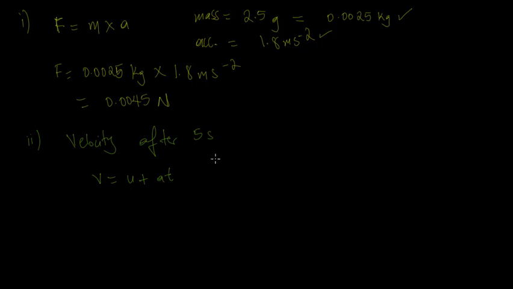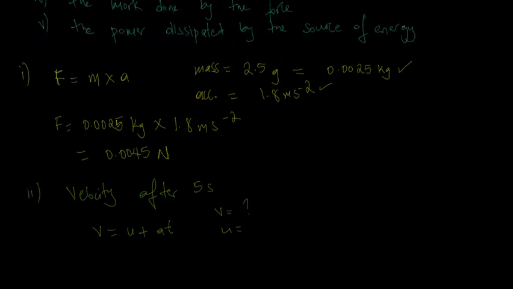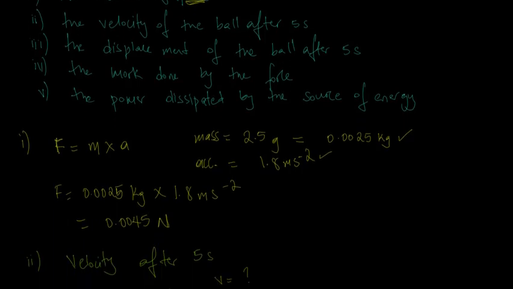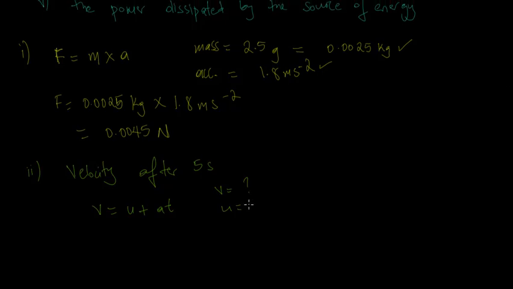So v is our unknown in this case. Let's look back at the question to determine what u is. Again, u is our initial velocity. Now, the question says that the ball was initially at rest, which means that the initial velocity is 0 meters per second. So u is 0 meters per second. Our acceleration is 1.8 meters per second squared, given by our question, and our t is 5 seconds.